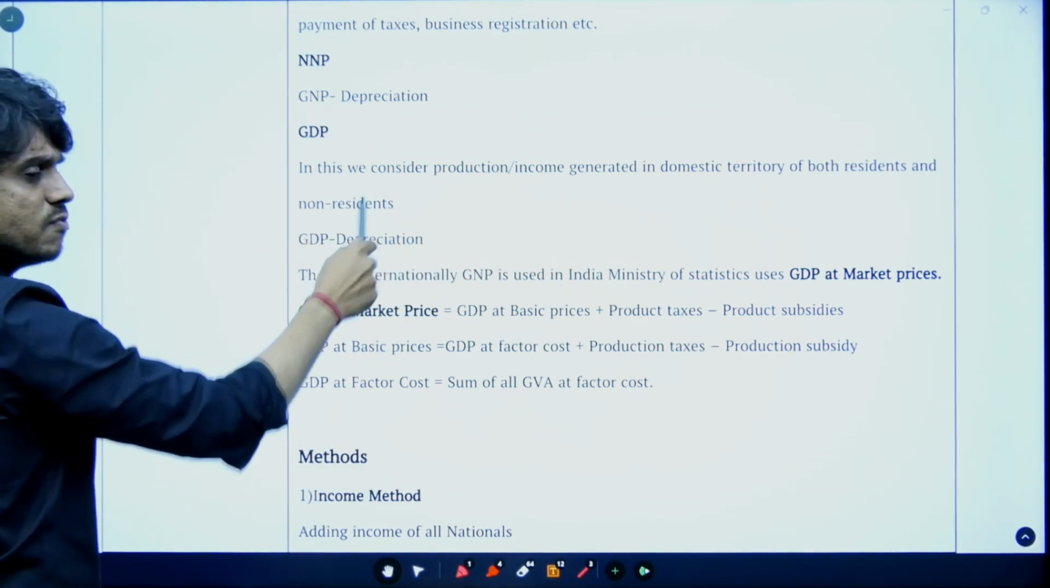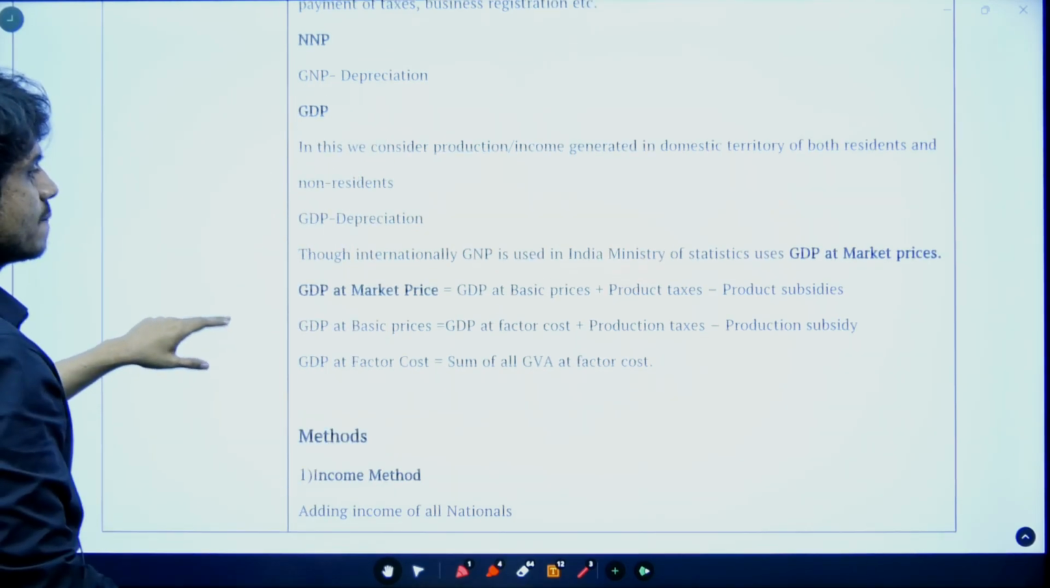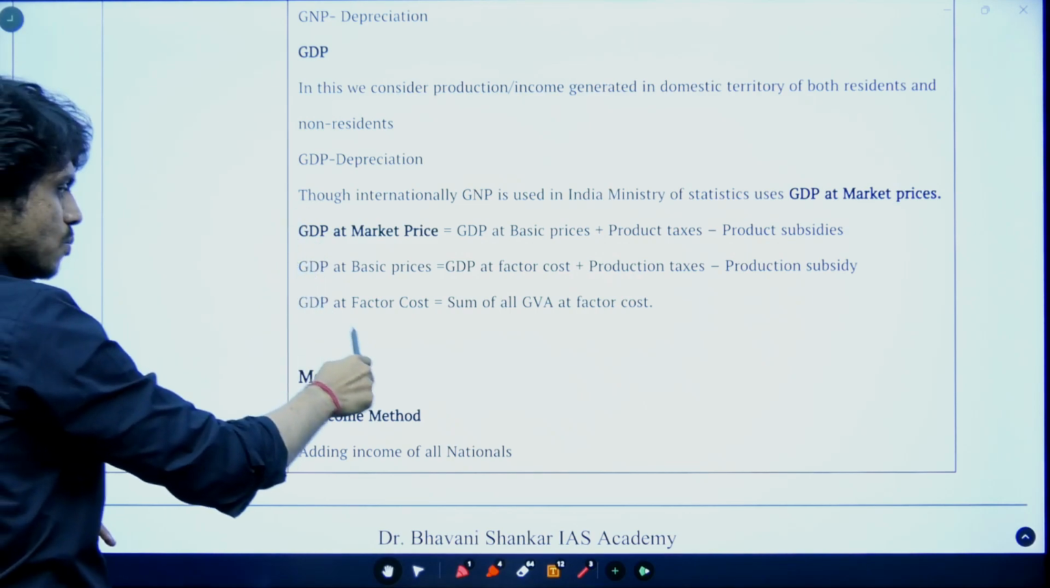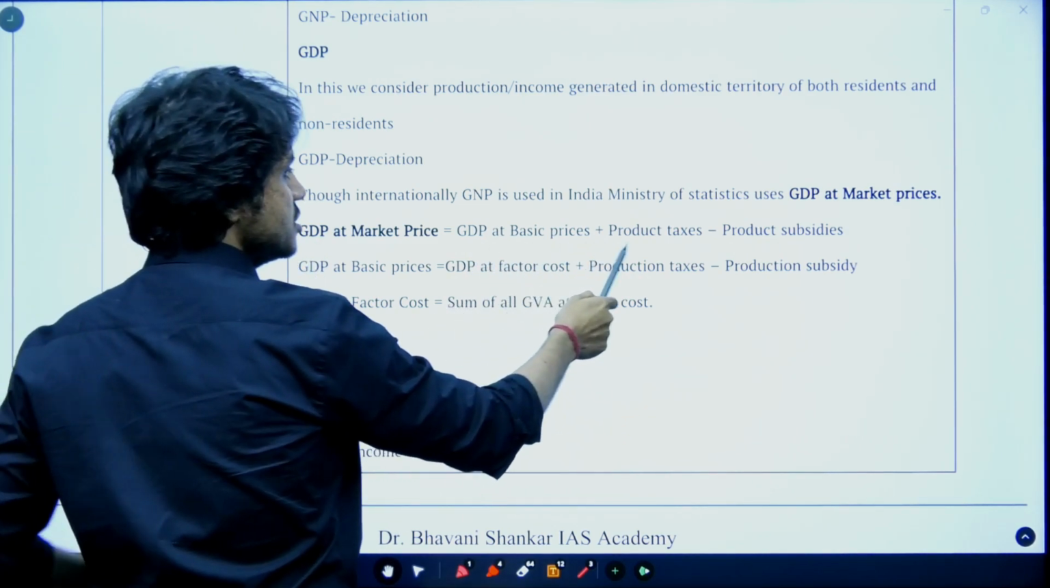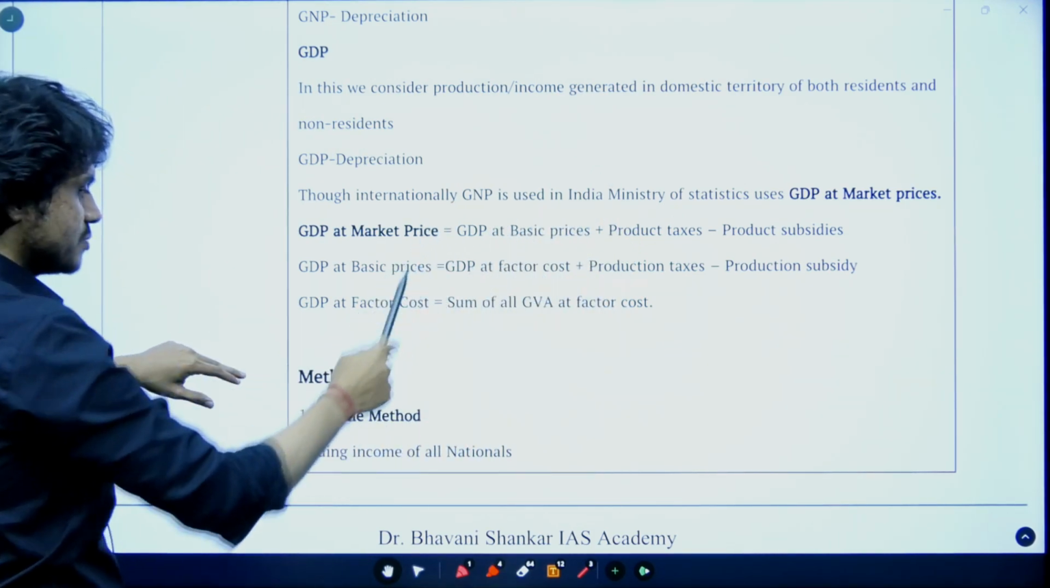We use this method for simplification purposes, but generally globally, what is used is the GNP. So now your GDP is equal to GDP at basic prices. So this is the formula that you have to remember. I will explain this thing.